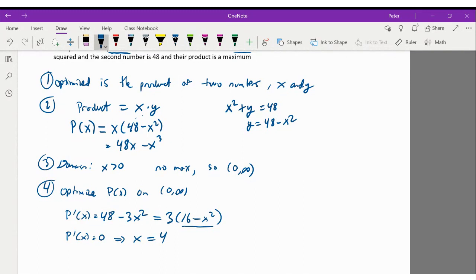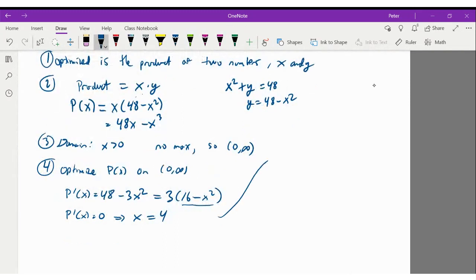So we can then conclude that x equals 4, and we can find y, because y is just going to be 48 minus x squared. Y equals 48 minus 4 squared, which is 32. So the numbers are 4 and 32.